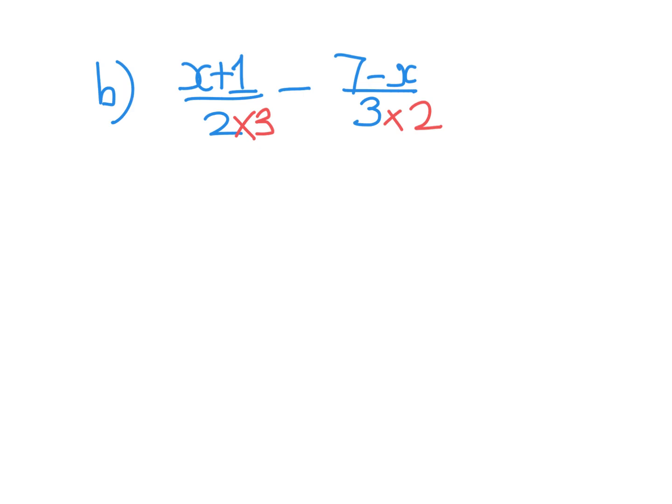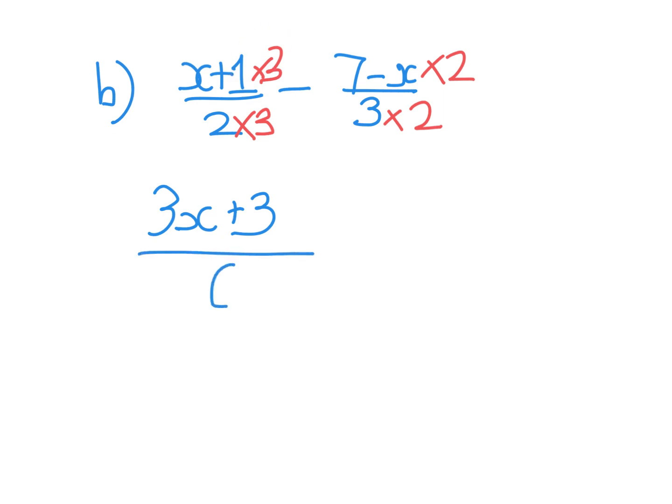But if you don't want to change the value of a fraction, you want to find an equivalent fraction, what you do to the bottom, you must do to the top. What you do to the bottom, you must do to the top. So the first fraction becomes 3x plus 3. I need to use the distributive law. I need to times 3 by x and then distribute it to the 1. And on the bottom, I just get 6. For this fraction here, similarly, I need to times 2 by 7 and 2 by negative x.